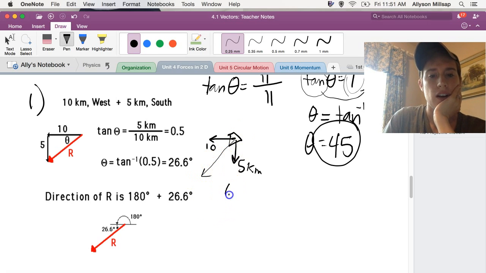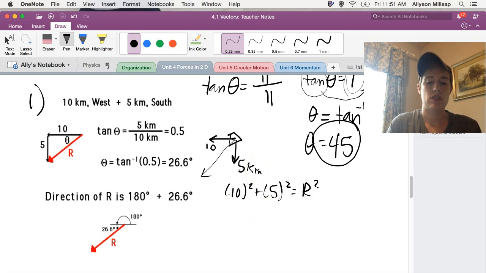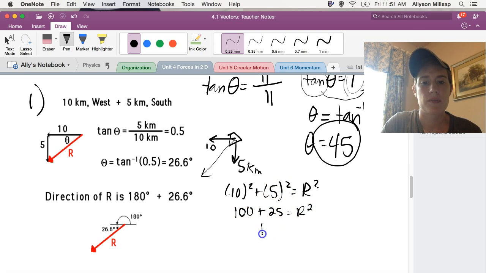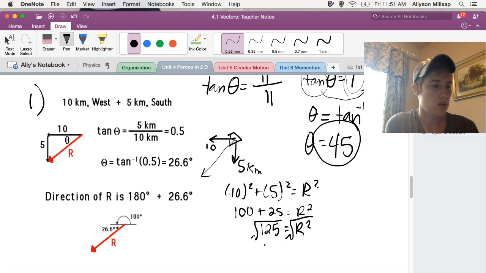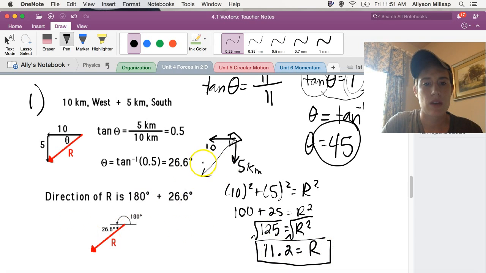So to find the vector, I just square both of my forces, and it gives me my resultant force. So I just type all of these into my calculator. So 10 squared is 100, plus 5 squared is 25, equals r squared. And I add them together. Then I take the square root of both sides. So you take the square root of 125, and it's 11.2. I'm going to round up. That's my resultant vector. So this resultant vector right here is 11.2 kilometers.